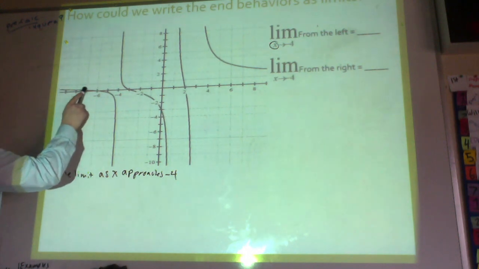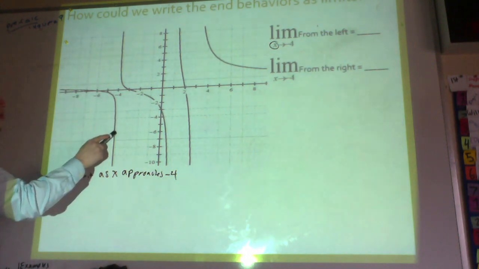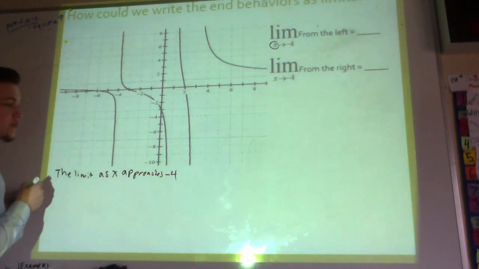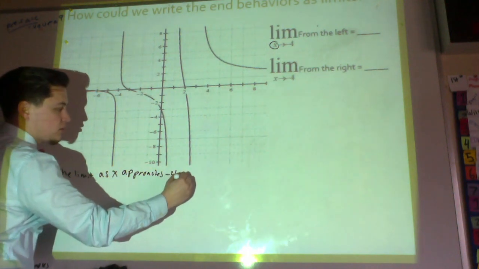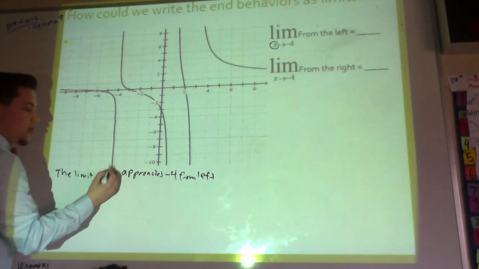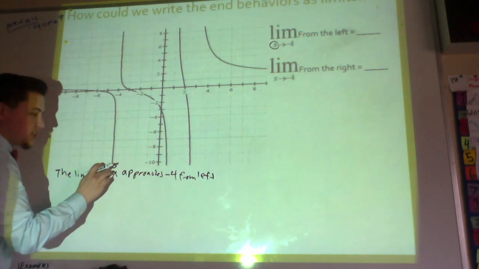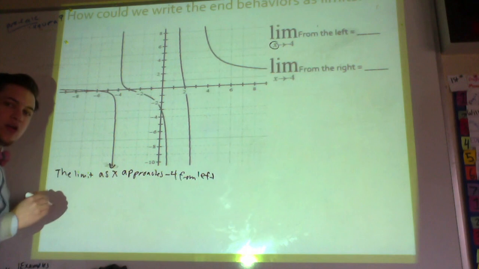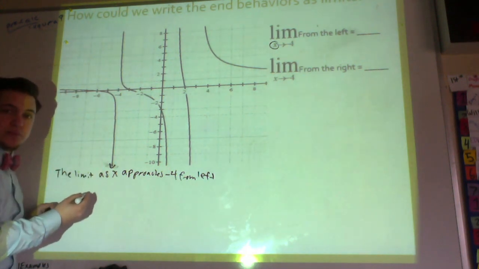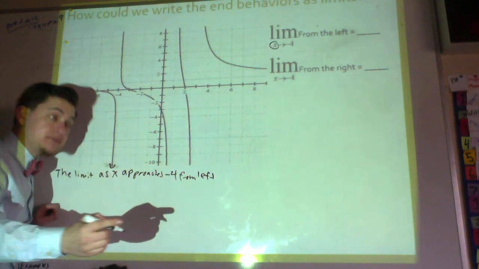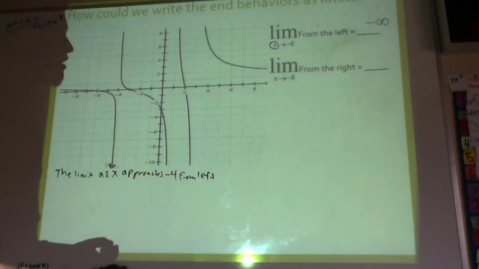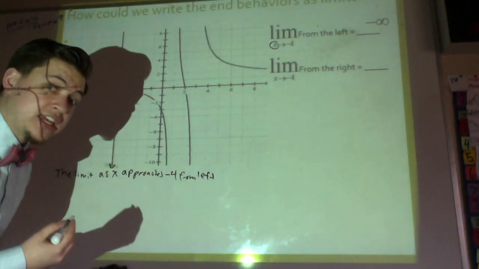From the left, follow your graph. Where is your graph going? As the limit as x approaches -4 from the left, it's going down. When it's going down and it doesn't look like it's going to stop, what is that going to be? It's going to continue to go down: -infinity. So, as x approaches -4 from the left, it is -infinity. These are great notes to start taking right now.